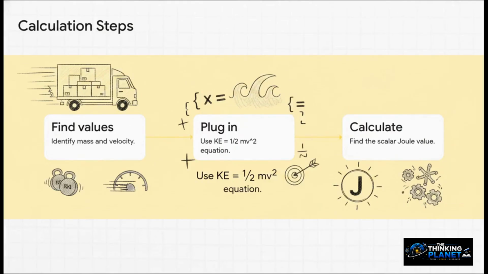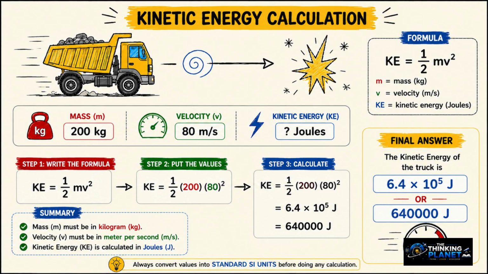Let's look at a real calculation. Consider a highly modified super-light racing truck. Let's say its mass is 200 kilograms and its velocity is a blistering 80 meters per second. We just follow our steps to plug those exact values right into our equation. So, kinetic energy equals 1/2 times 200 kilograms multiplied by 80 meters per second squared.